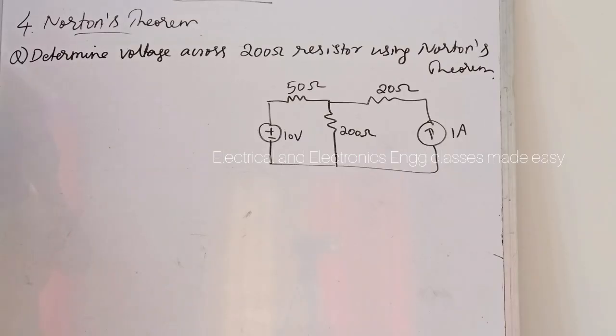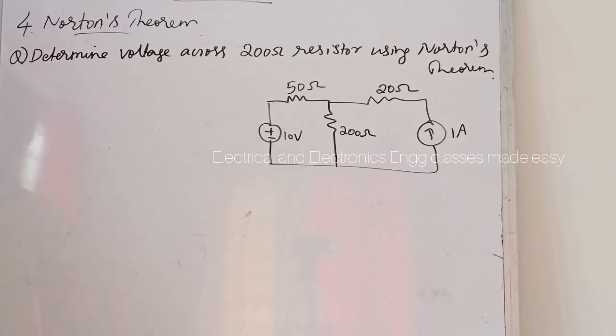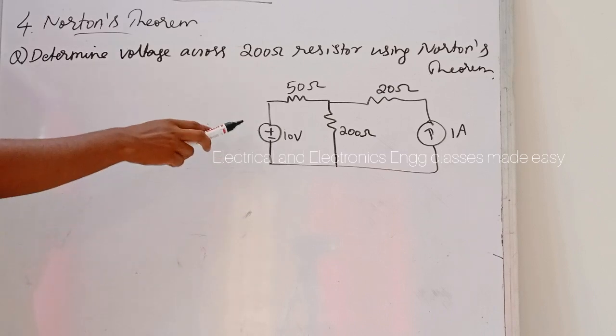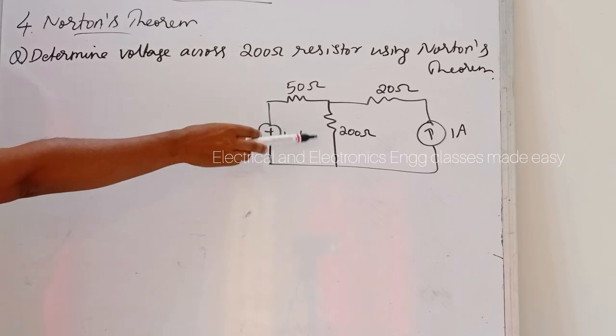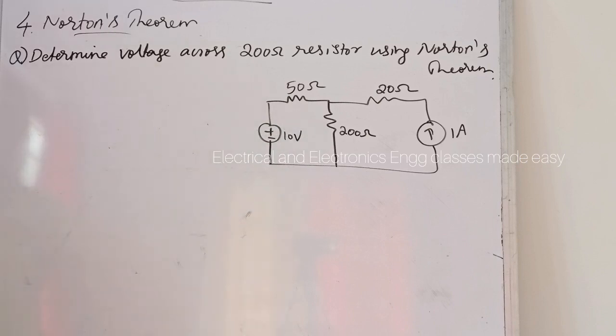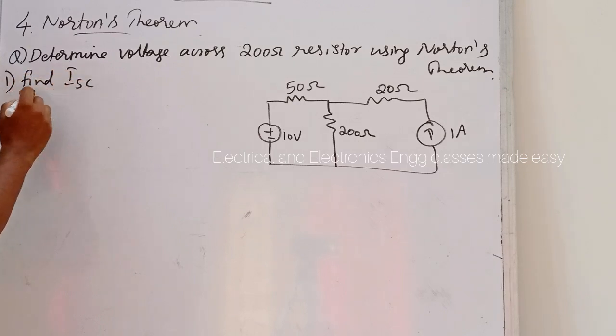Let us do a problem. Determine the voltage across 200 ohm resistor using Norton's theorem. So this is the given network. So here we have to find the voltage across this 200 ohm resistor using Norton's theorem. So in the first step, we have to find ISC.